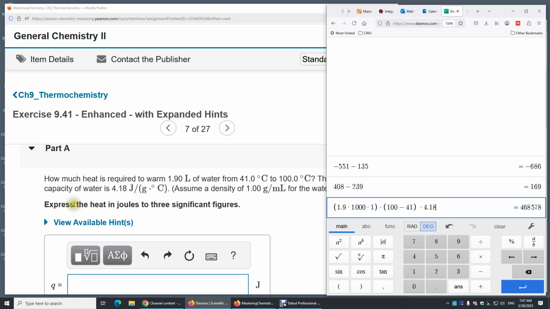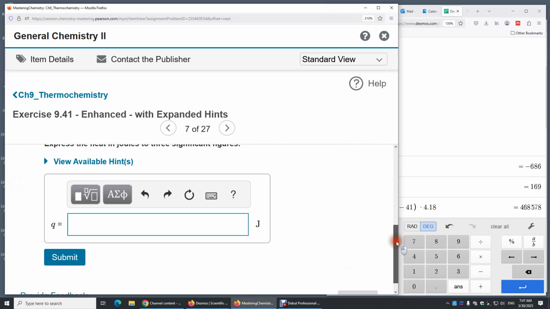And we need to express the heat in joules to three significant figures. We have 6 over here. So how do we get 6? Well, the first 3 numbers, but over here we have a 5, so it's going to be 4, 6, and 9. Alright, so one way to express this is 4.69 times 10 to the power 5.